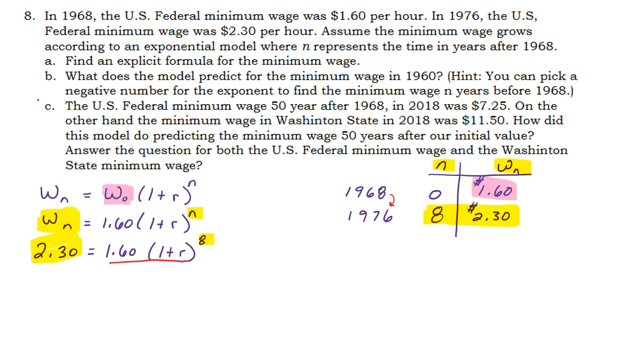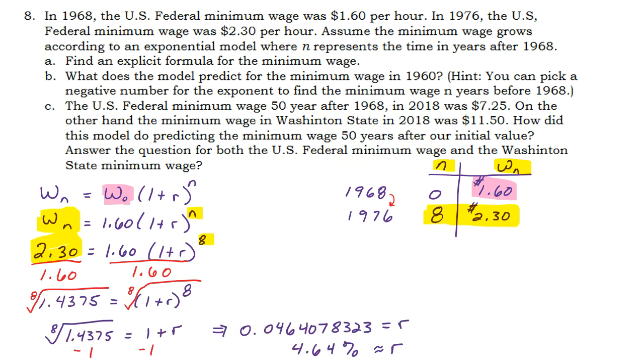So why don't you pause the video and solve for R. Start by dividing by 1.6. When you're done, unpause the video. I'll solve it as well, and then we'll see if we got the same value for R. All right, I got 4.64% for R, and I got that by dividing by 1.6 and then taking the 8th root of both sides and subtracting 1. So be careful not to round here. Punch this whole thing into your calculator, and then you can go ahead and round after you get your answer.